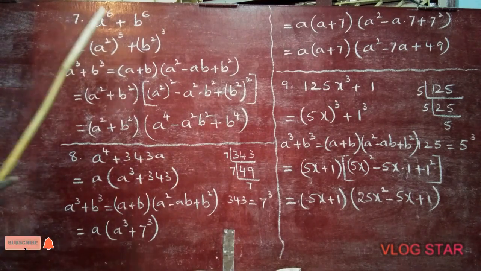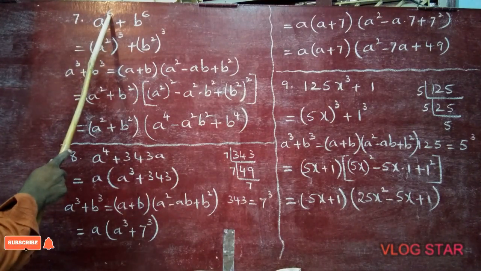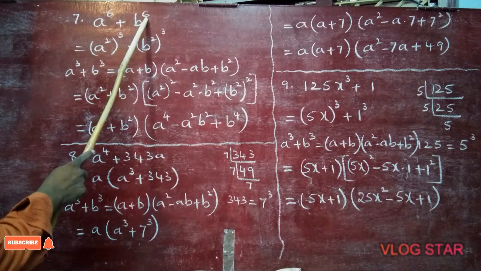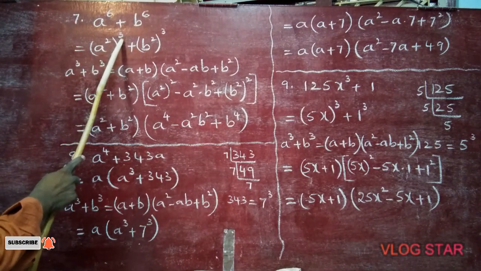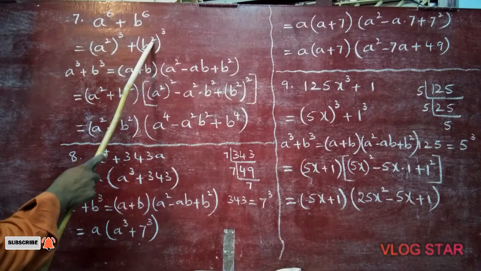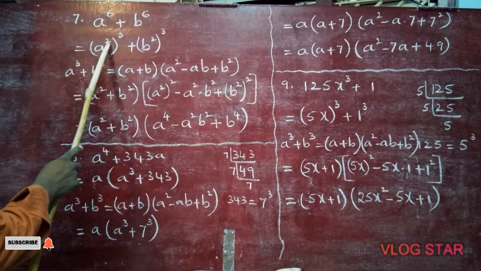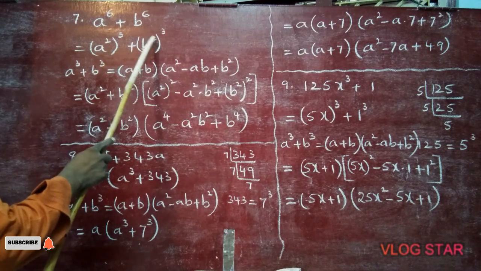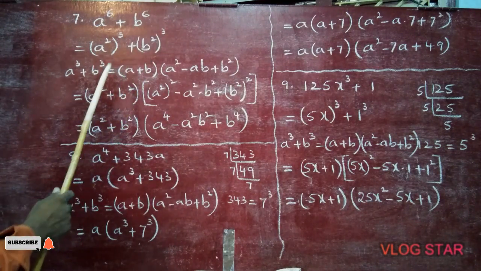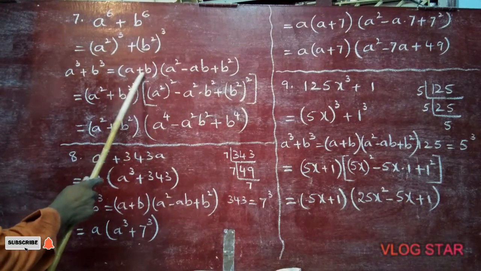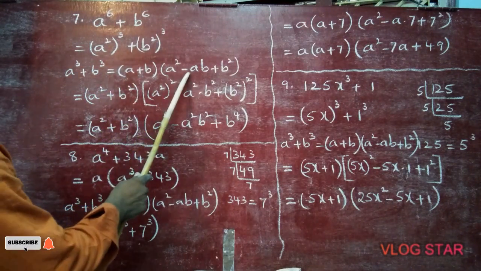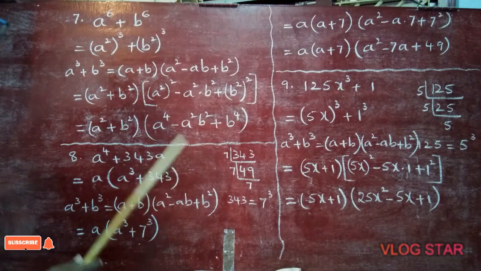Seventh problem. A to the power of 6 plus b to the power of 6. I am writing as a square whole cube plus b square whole cube. Why? 2 3s are how much? 6. 2 3s are 6. Now it is in the form of a cube plus b cube is equal to a plus b into a square minus ab plus b square.